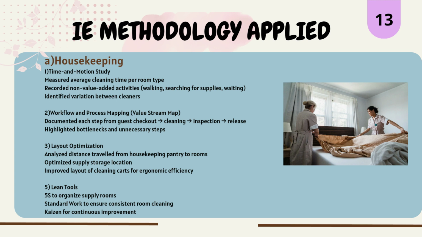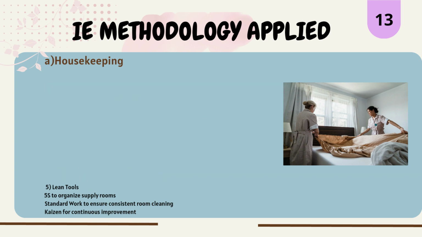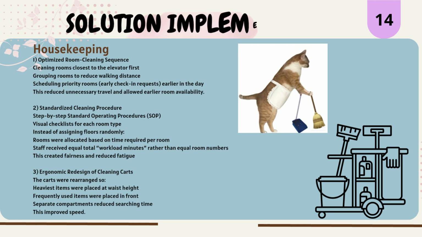Third, for the layout optimization, they will analyze distance traveled from housekeeping pantries to rooms, optimize the supply storage location, and also improve the layout of the cleaning cart for ergonomic efficiency. Lastly are the lean tools. They will apply 5S to organize supply rooms, standard work to ensure consistent room cleaning, and Kaizen for continuous improvement.